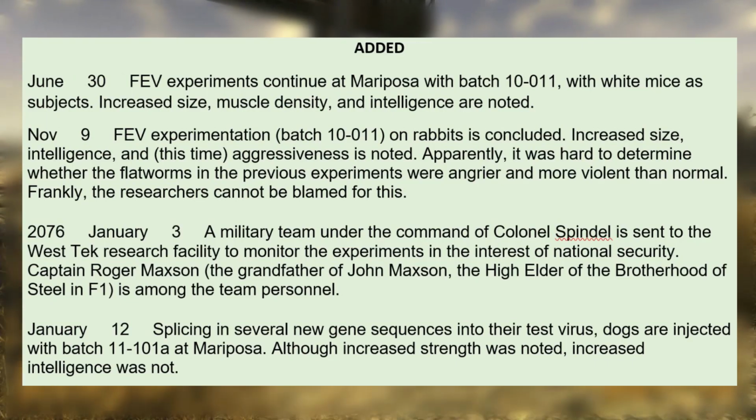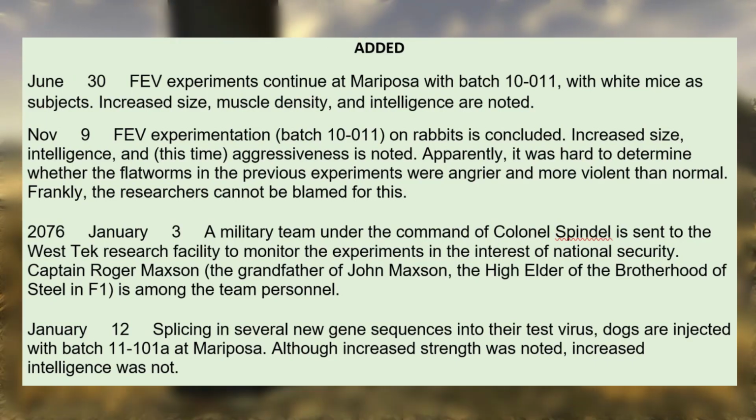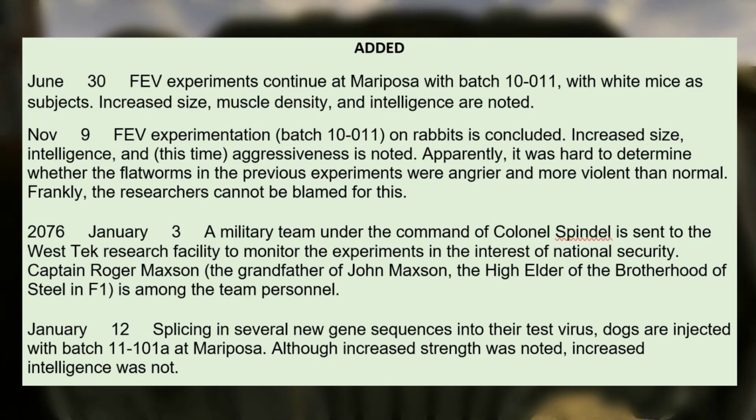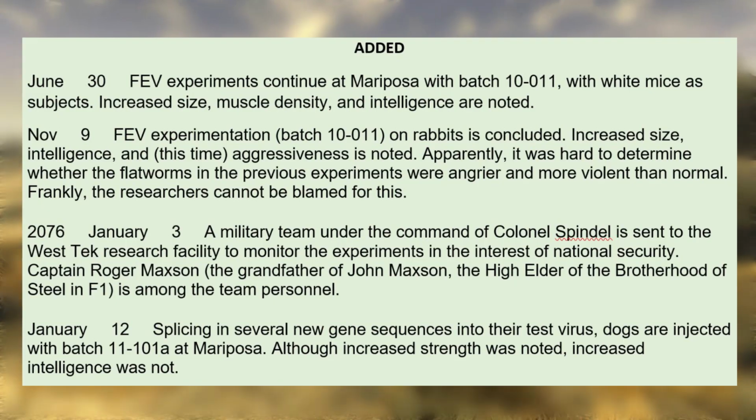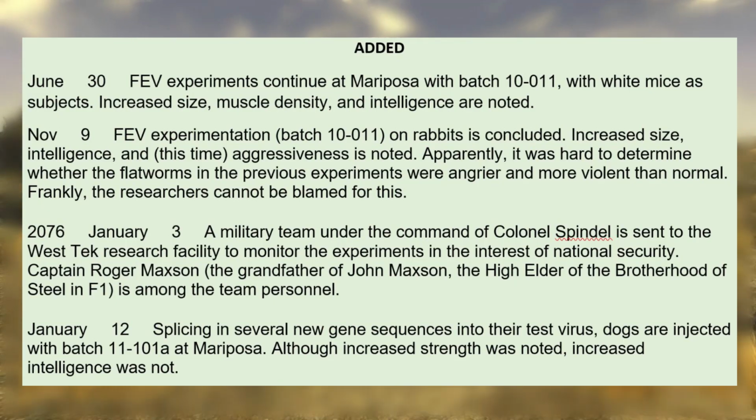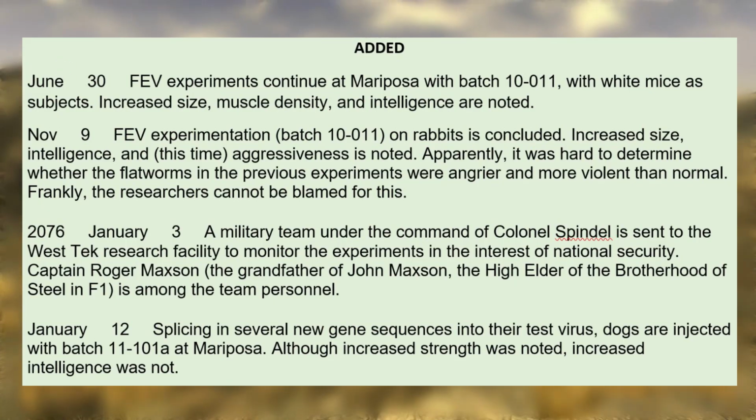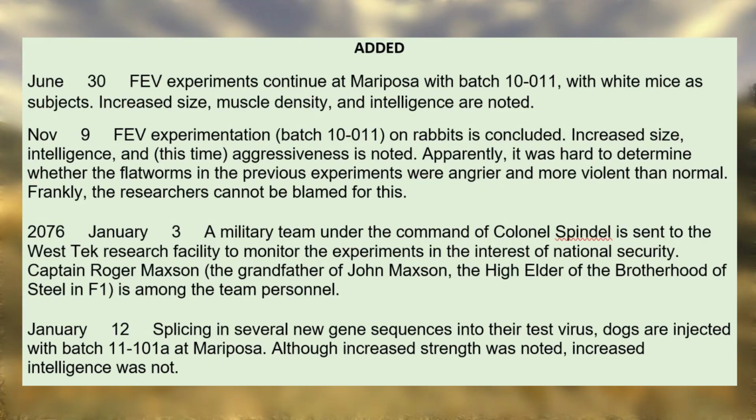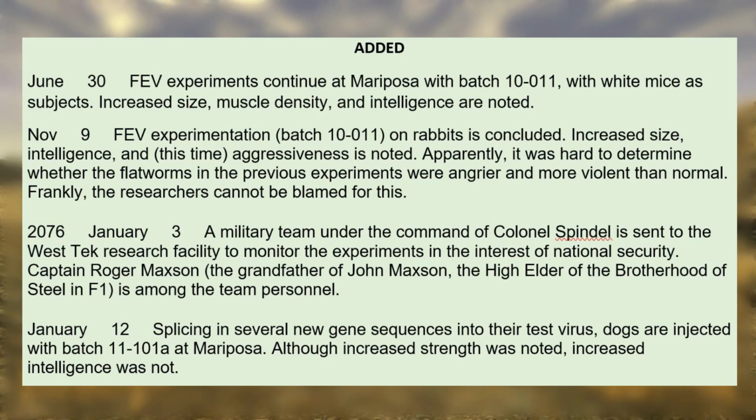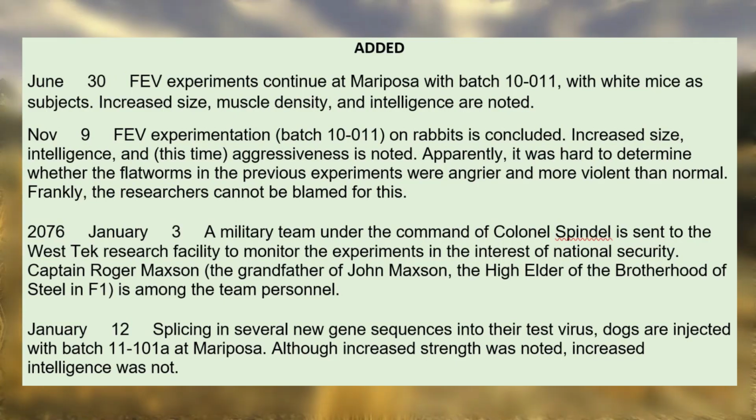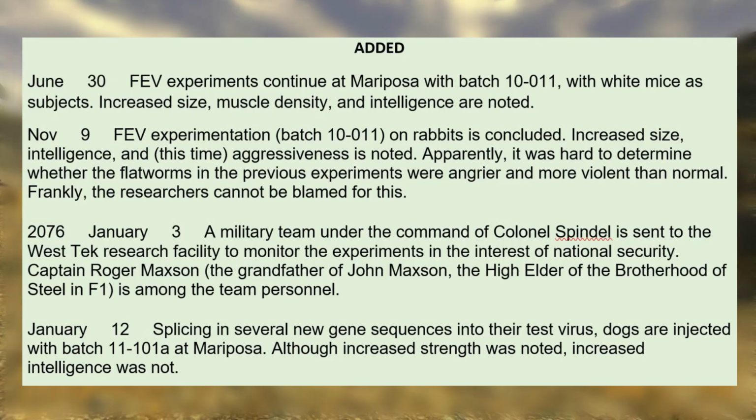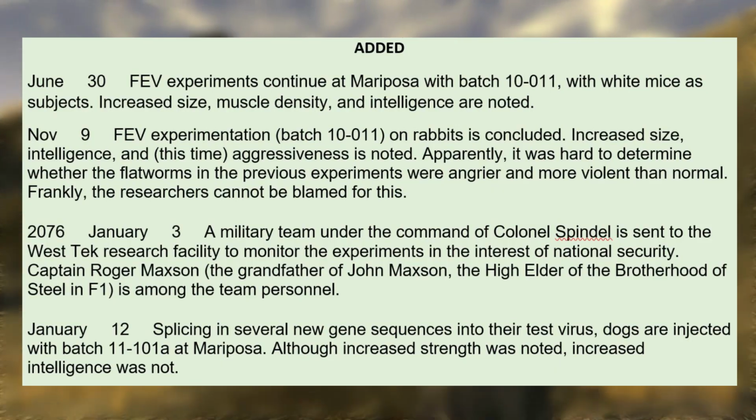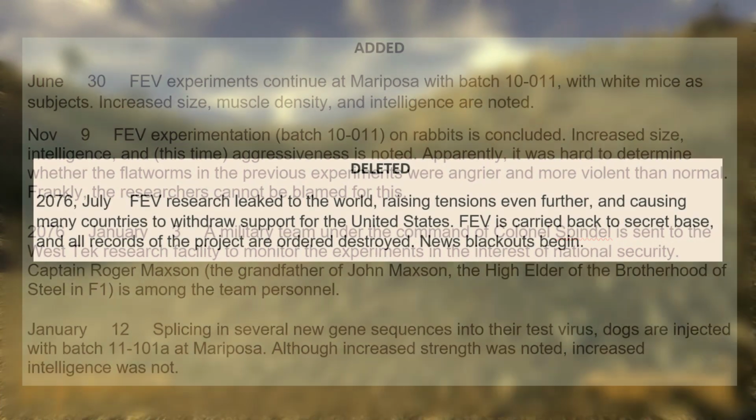A military team under the command of Colonel Spindle is sent to the West Tech Research Facility to monitor the experiments in the interest of national security. Captain Roger Maxson, the grandfather of John Maxson, the High Elder of the Brotherhood of Steel in Fallout 1, is among the team personnel. Later in January, splicing several new gene sequences into their test virus, dogs are injected with batch 10-101A at Mariposa. Although increased strength was noted, increased intelligence was not.